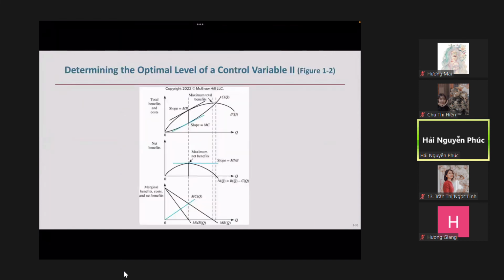So here is the figure that summarizes all of our discussion. And the key point, once again, is pretty simple. We have to find the quantity where the marginal benefit equals the marginal cost. A pretty simple rule for profit maximization, to determine the optimal level of output.